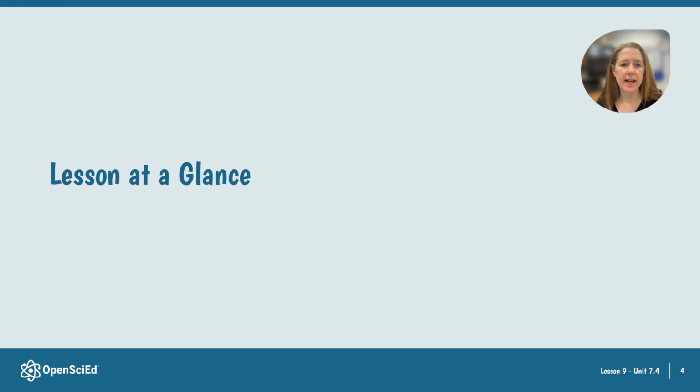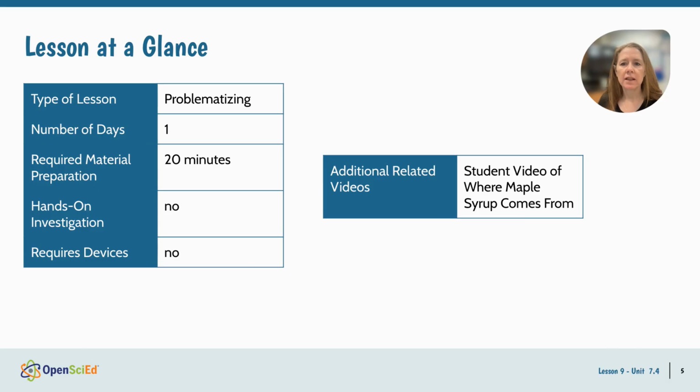Here's a look at our lesson at a glance. Lesson 9 is a one-day problematizing lesson. We're going back to our initial phenomenon and testing whether our model can explain where the food in the maple tree comes from. There's about 20 minutes of preparation time, and this lesson includes a video clip that you'll need to show your students.